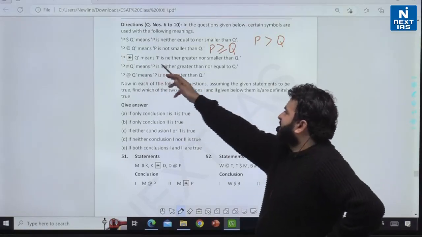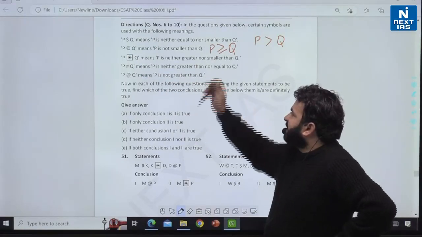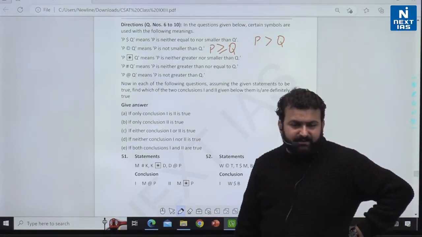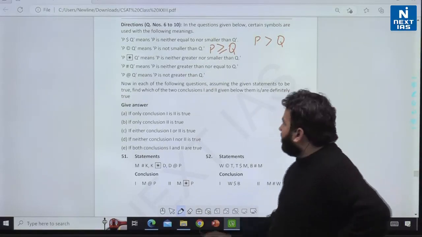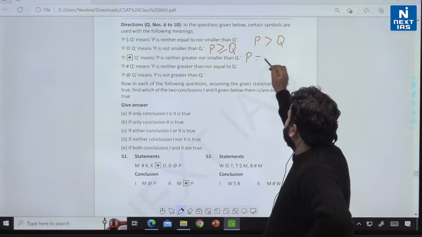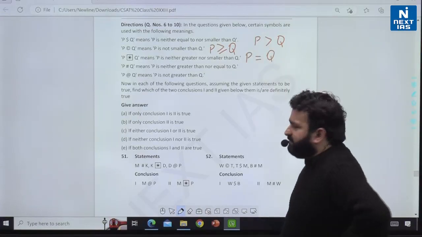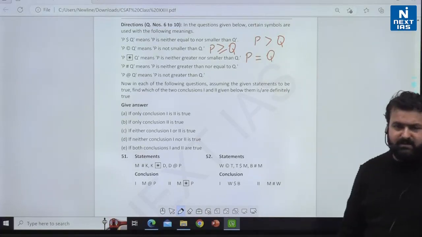P asterisk sign Q means what? P is neither greater than nor smaller than Q. It means P will be equal to Q.